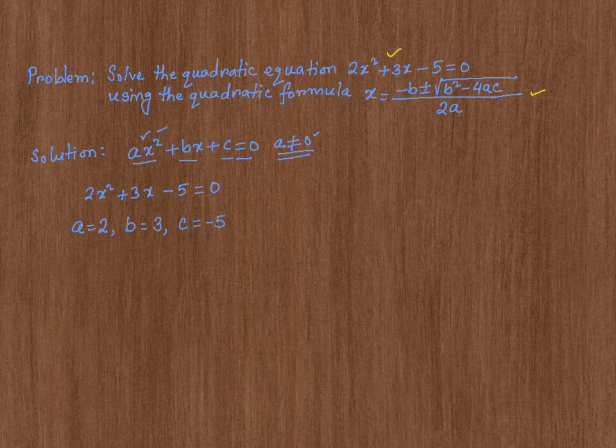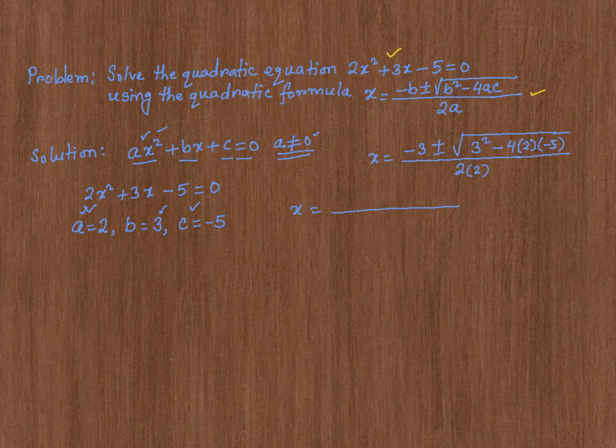Now what I am going to do is take these values and plug them into the quadratic formula. So x is equal to negative b. Remember, negative b is negative, then b in our case is 3. Then plus or minus the square root of b squared, which is 3 squared, minus 4 times a times c. A is 2 and c is negative 5, divided by 2 times a. A is 2. Now all I have to do is simplify this formula.